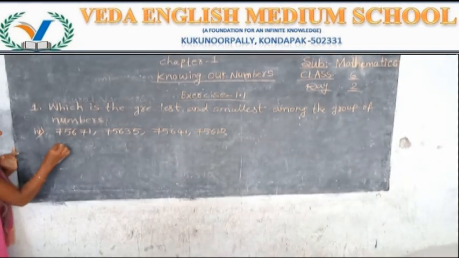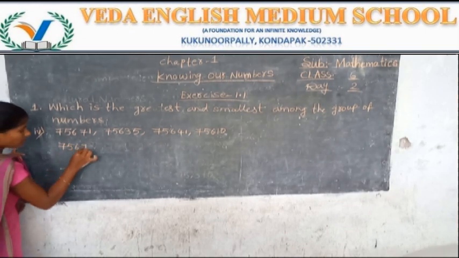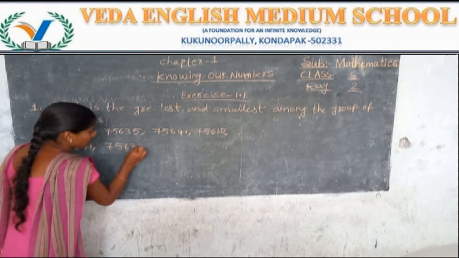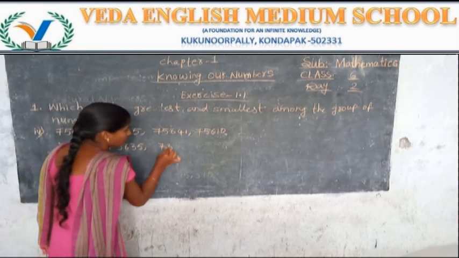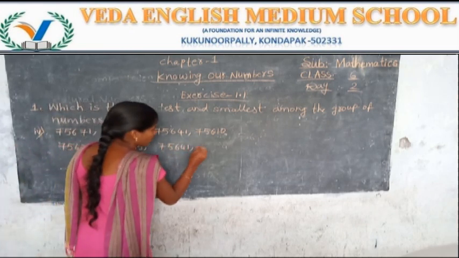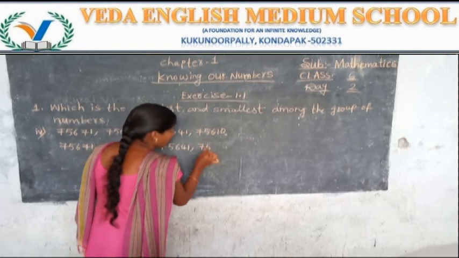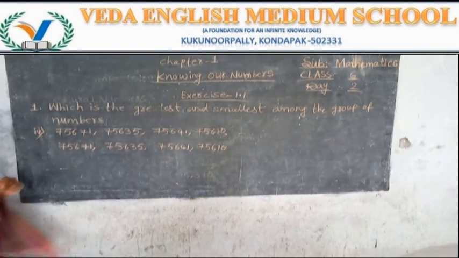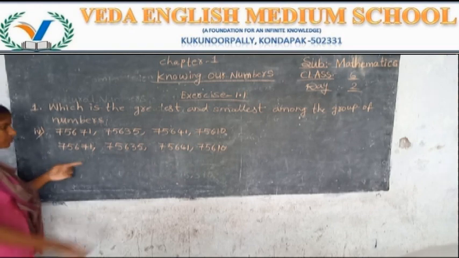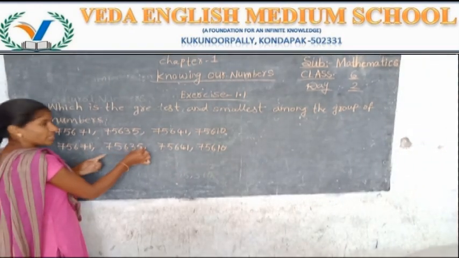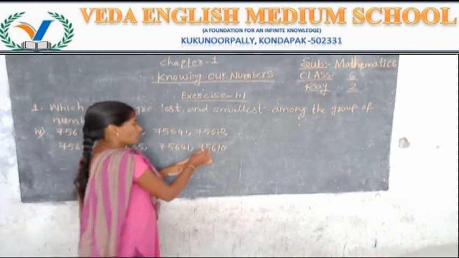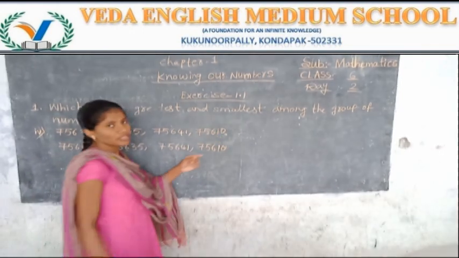Now see, we have to write the numbers again. 7, 5, 6, 7, 1, comma, 7, 5, 6, 3, 5, comma, 7, 5, 6, 4, 1, comma, 7, 5, 6, 1, 0. I have written all the numbers. Now the first rule is you have to count the digits. 1, 2, 3, 4, 5. Each is a 5 digit number.